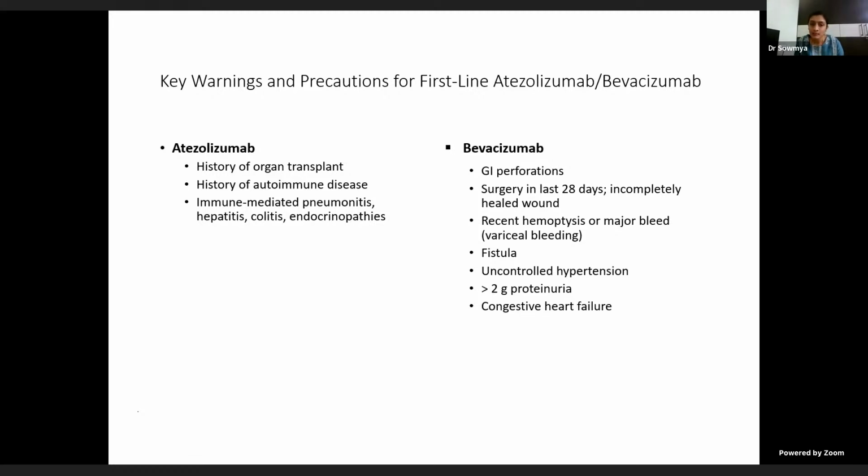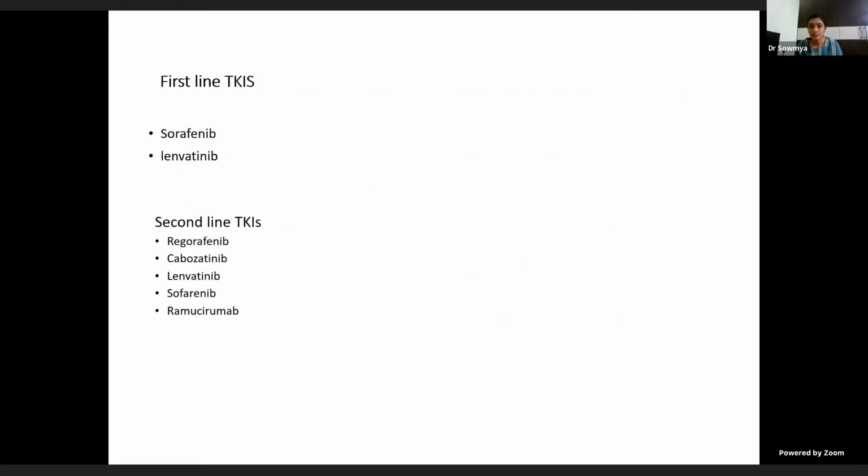Atezolizumab is to be used with caution in patients with a history of organ transplant or a history of autoimmune diseases or immune-mediated pneumonitis, colitis, or endocrinopathies. Bevacizumab should be avoided in patients with GI perforation or who had a major surgery in the past 1 month with an incompletely healed wound, or a history of hemoptysis or a variceal bleed, having a fistula or uncontrolled hypertension, more than 2 gram proteinuria or CHF. And in Indian settings, financial constraint is one other significant factor for considering tyrosine kinase inhibitors as first line treatment of HCC in advanced HCC.